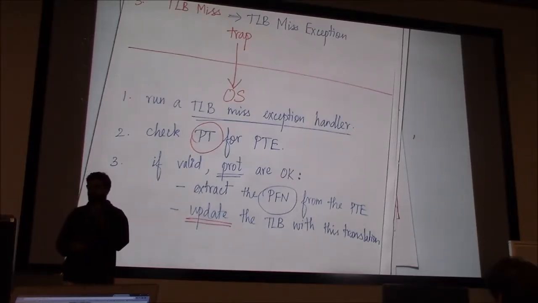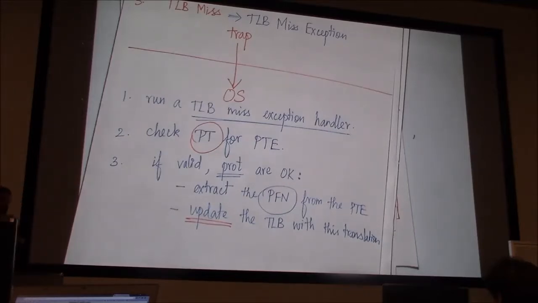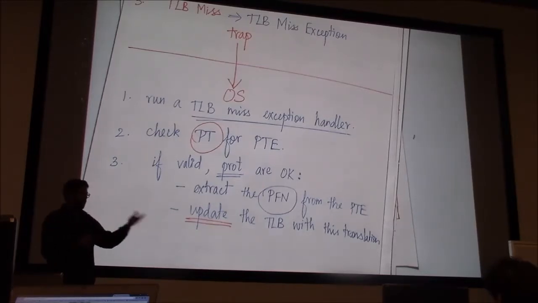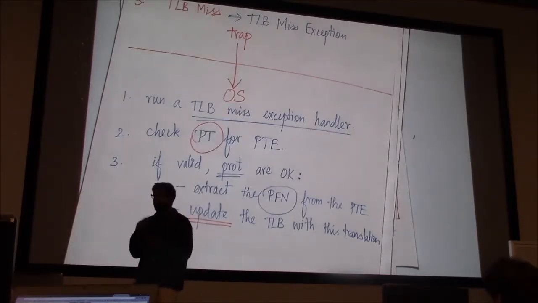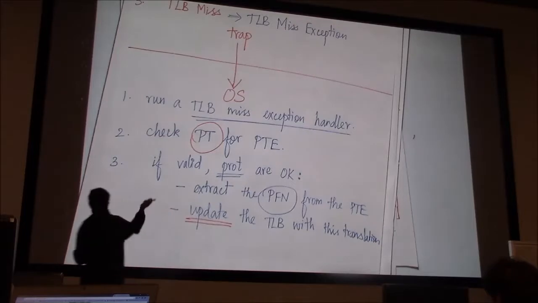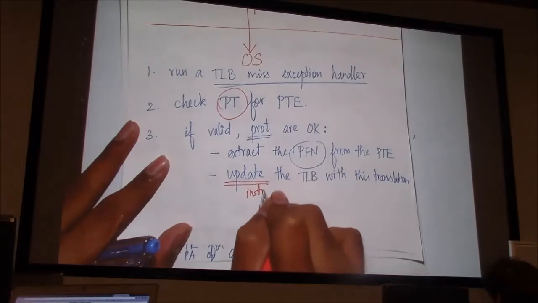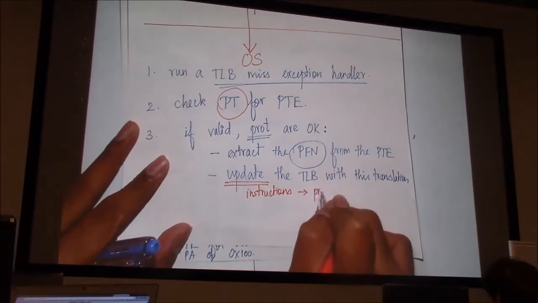Special instructions, exactly. Special instructions which are privileged. We definitely need some new instructions that can only be executed in privileged mode or kernel mode. Because if anyone is given the power to update the TLB with a particular translation, just think about what a user program can do. It can make all its translations available in the TLB to make it faster. And so the instructions used for updating the TLB are privileged instructions.